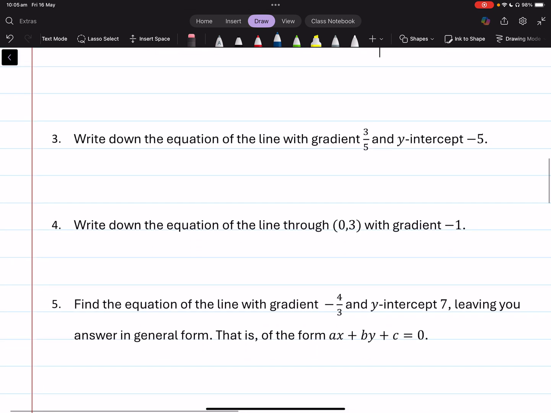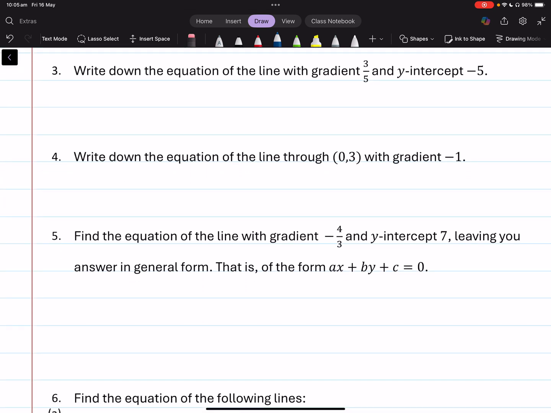Okay, next question. Write down the equation of the line with the gradient of 3 on 2 and a y-intercept of minus 5. Okay, so we know it's of the form y equals mx plus b, y equals m, which is the gradient, so that's 3/2, x, plus the y-intercept of minus 5. Plus negative 5 is minus 5. So there's the equation of the line with gradient 3 on 2 and a y-intercept of minus 5.